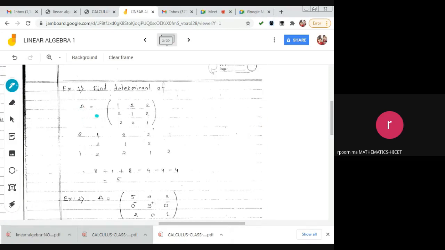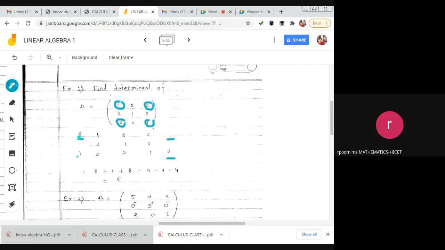In matrix A, it is given: first row 1, 2, 2, then second row 2, 1, 2, and third row 2, 2, 1. First, you write the A13 and A31 positions, that is 2, 1. Next, at the last, write the A11 and A31 positions, it is 1, 2. In between, you write the matrix terms: 1, 2, 2, 2, 1, 2, then 2, 2, 1.